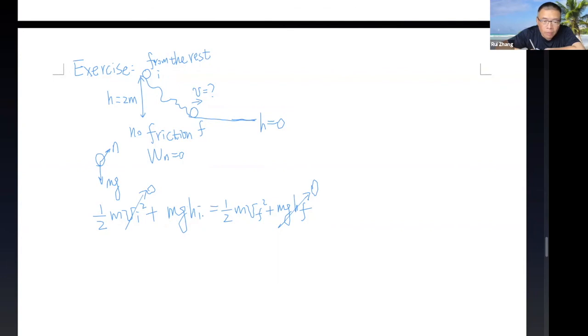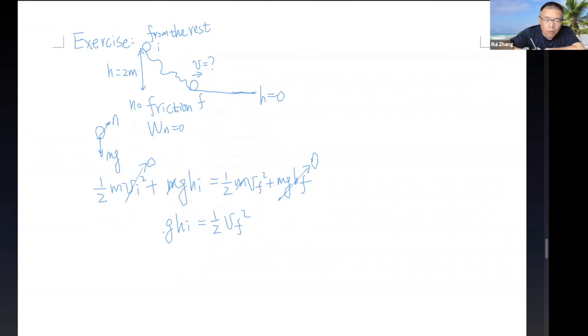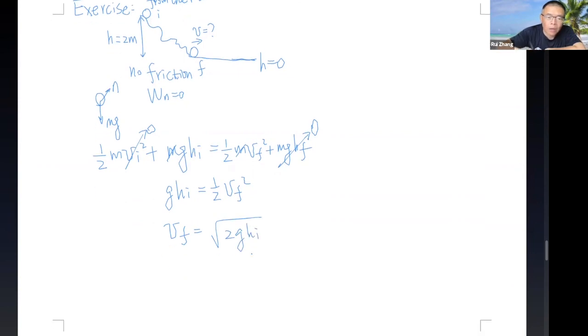And there's a mass everywhere, so you can cancel out mass. So in the end, it's just g h_i equals 1/2 v_f squared, okay? And if you multiply by 2 and take the square root, v_f equals the square root of 2 g h_i. Now you can plug in numbers here. You have 2 times 9.8, and h_i is 2 again, so it's 4 times 9.8. Take the square root, and you get something like 6.26 meters per second.